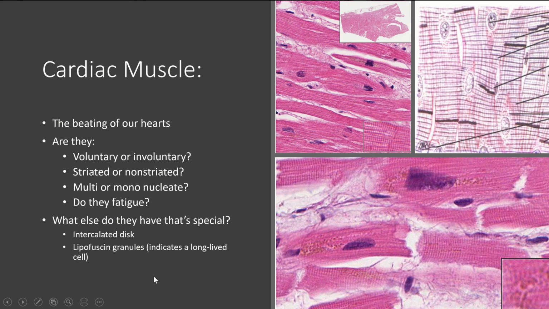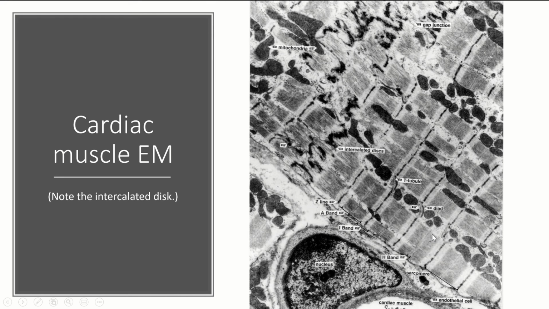Okay, and basically what it does is it just indicates that there's a long-lived cell, right? That this cell's been here a while, it's seen everything, done everything. It's an old little fart. And so what it is, it's like the buildup of lysosomes that haven't digested everything within that lysosome, right? So it's just indigestible material that kind of builds up within that cell. Basically what it means is it indicates that this is a long-lived cell, okay? This is an aged cell.